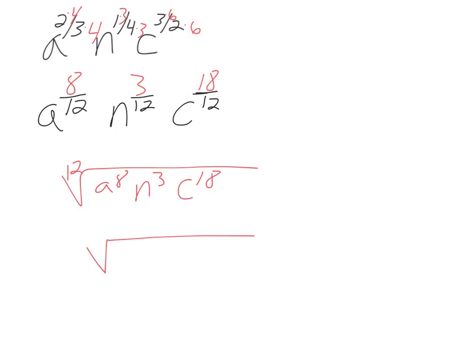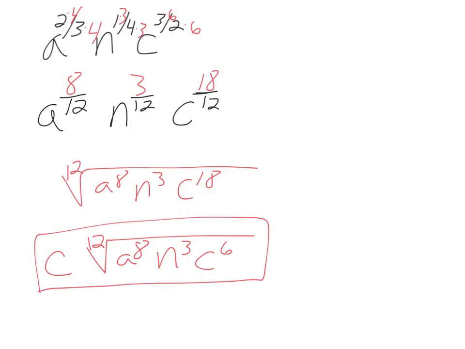Alright, so 12. So let's look at each one. How many times will 12 go into 8? Well, it won't, so we just write it again. How many times will 12 go into 3? It won't, so we write it again. How many times will 12 go into 18? It'll go in there one time, so we get a c out there because it goes in once. And then I have 6 left over, because 12 up to 18 is 6. So I have c to the 6th. And that would be my answer then. That's as far as I can go.